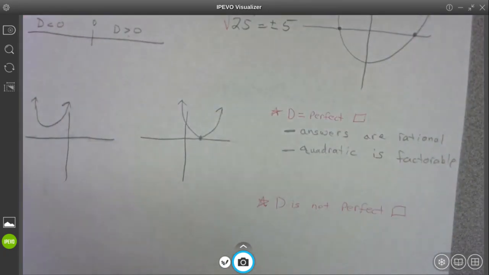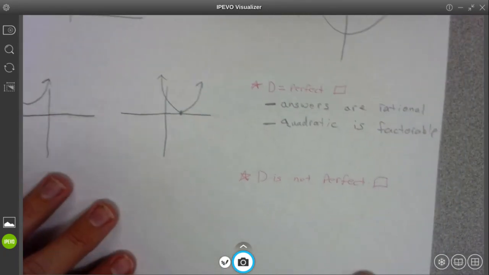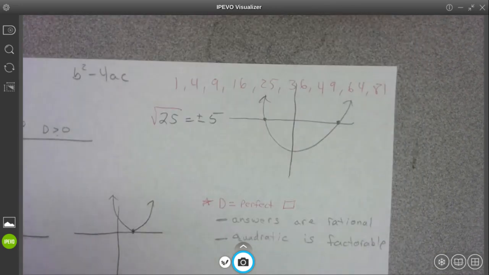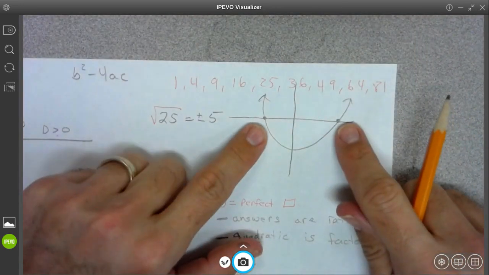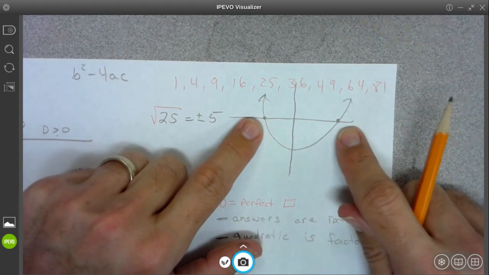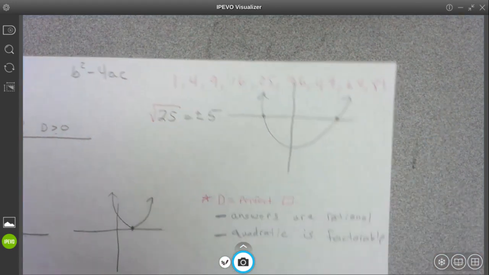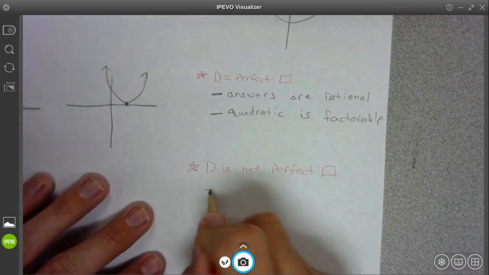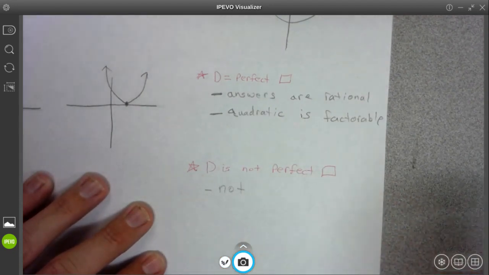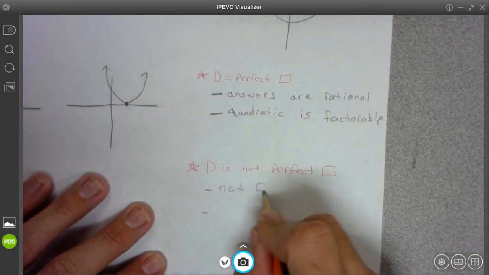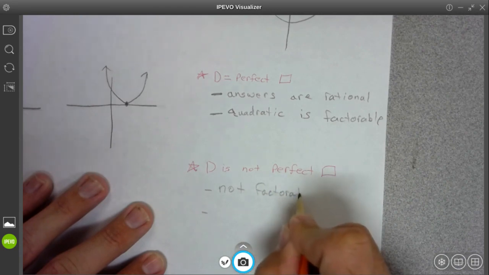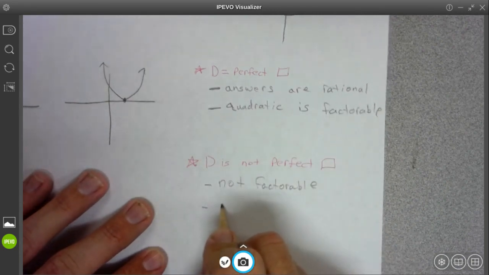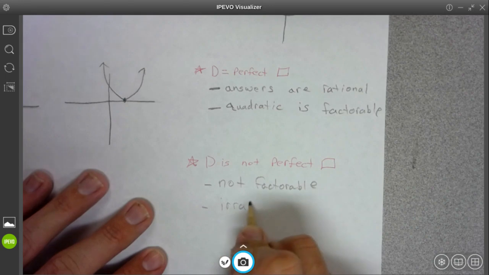All right, and that's pretty rare. You don't always get that. So it will cross the x-axis in two places, and where it crosses, they will be rational numbers. And the other case is, if it's not a perfect square, then the answers are irrational, and it is not factorable. Okay, so they're still real numbers. They're real, but they might be irrational.